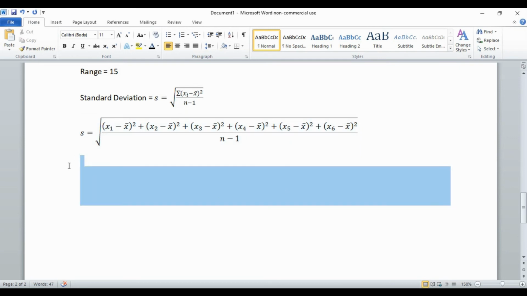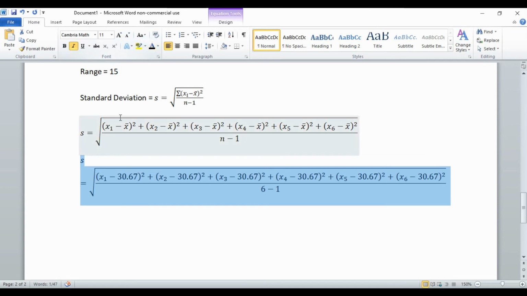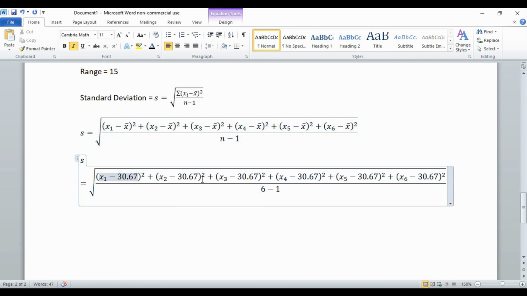I then start inputting those elements, and you can see that the equation gets long enough that it hits 2 lines. So I added in the mean, which was 30.67. Now that was approximate, so technically speaking, we no longer have the true standard deviation. We are already at an approximation because the mean was not 30.67, it was 30.6 repeating. So this is rounded.